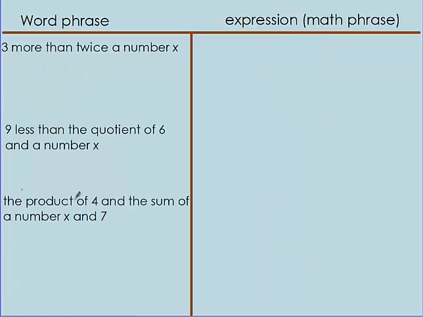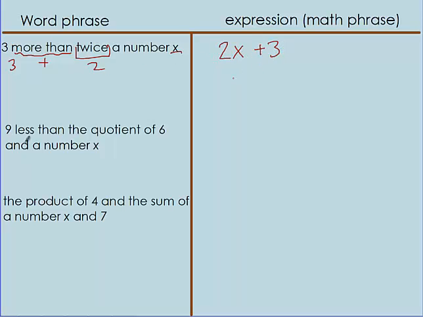Let's try some others. So these are a little bit more complicated. 3 more than twice a number x. So x is my variable. 3 more than, so this more than is going to be a plus. And then there's going to be 3 plus. Twice a number. Well, what does twice mean? Twice means 2 times. So twice a number x means 2 times a number x. So we're going to have 2 times the number x, or 2x, and 3 more than that means a plus 3.